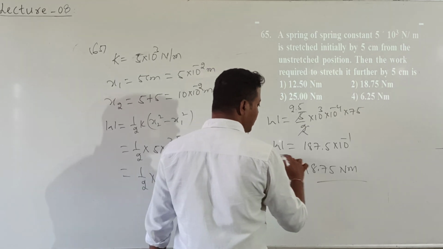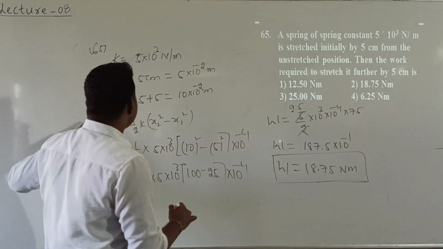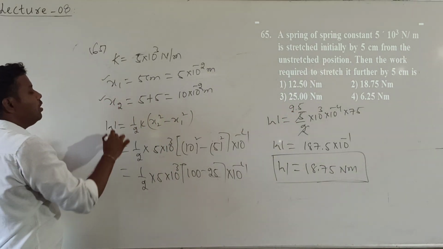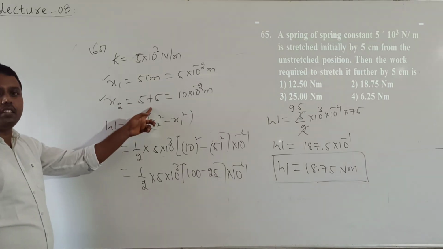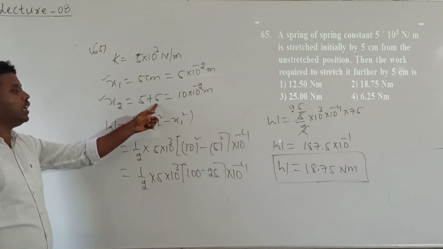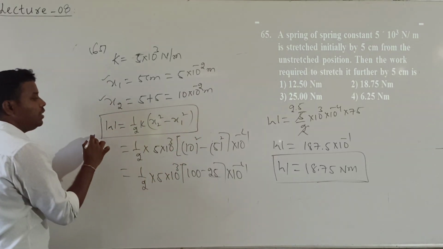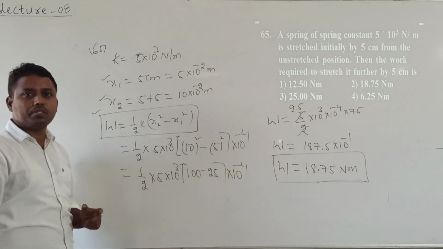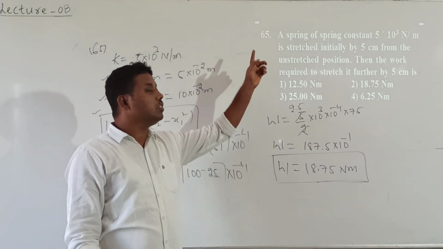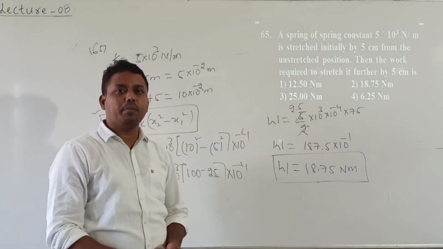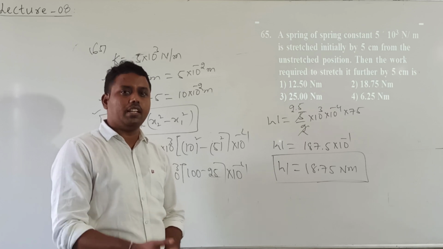This is the question, understood? Initially the elongation is this much. In order to elongate further by 5 centimeters, that is, the final elongation is 5 plus 5. Work done value is equal to 1 by 2 into K into x2 square minus x1 square. This is regarding level 2 of these oscillations. The remaining we will continue with level 3 in the next class. Thank you.